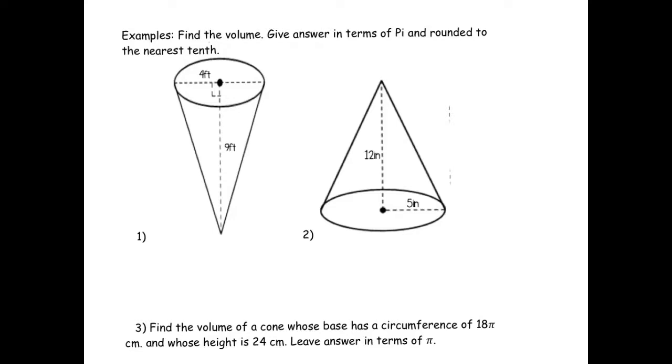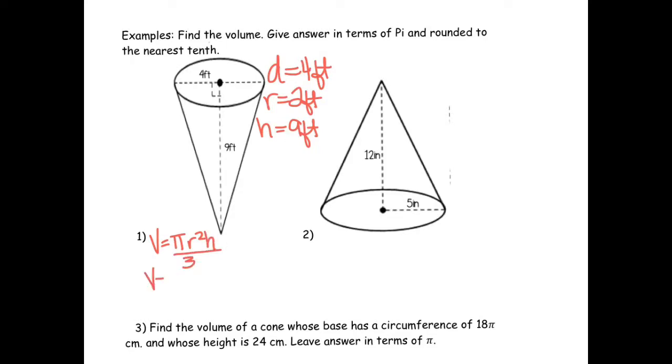So just like when we were finding cylinders, I'm going to write down my given information. So I am given that this has a diameter of 4 feet. That means that the radius is half of the diameter, or 2 feet. This cone has a height of 9 feet. So the volume equals pi r squared h divided by 3.